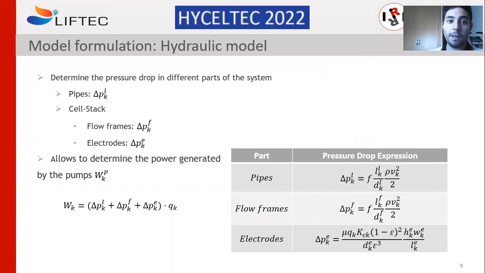Here, for the hydraulic model, we are able to determine the pressure drop in different parts of the system. On the one hand, inside the pipes, and on the other hand, in the cell stack, where the most important effects occur on the flow frames and on the electrodes. With the use of this model, it's possible to determine the power generated by the pumps, which is the one used in the previous section to determine the heat that is generated in the pumps for the thermal model.